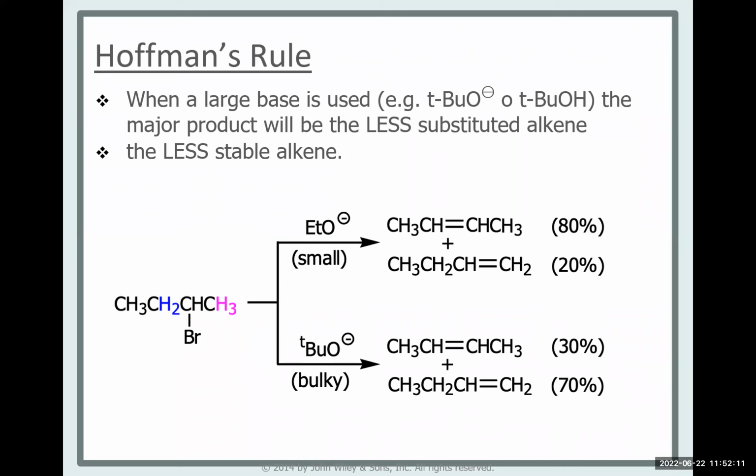It's harder to get to on the inside. What is that called? Steric hindrance. It's sterically hindered. This 3D arrangement of the molecule makes it hard for that nucleophile to come in and act as a base and take away a proton. Because it's so bulky, it's way more energetically favored that it's just going to grab the easiest one to get to.